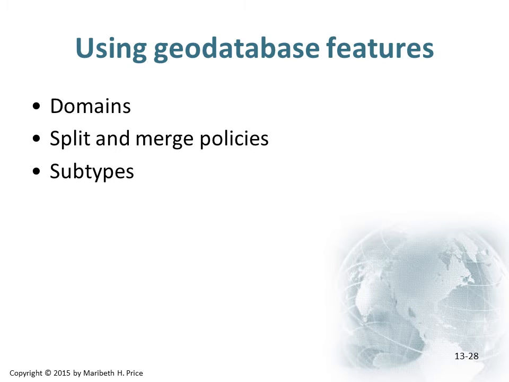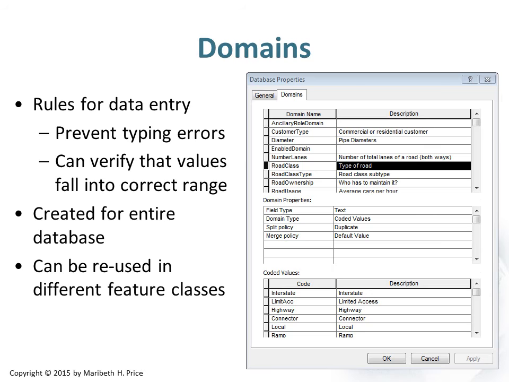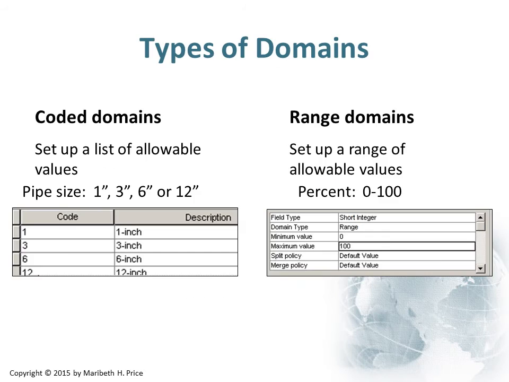Using geodatabase features, we're going to look at domains, split and merge policies, and subtypes. Setting up domains. Domains are basically just rules for data entry. They prevent typing errors. You can verify that values fall into the correct range. You can create them for an entire database. They can be reused in different feature classes, and so they're relatively useful.